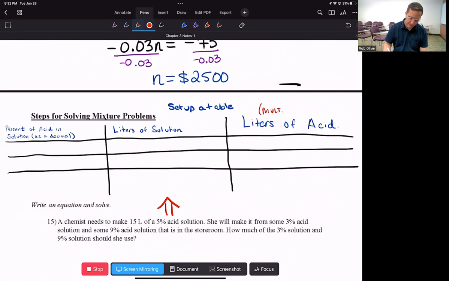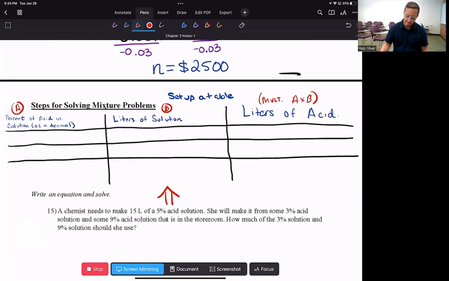You're going to multiply, we'll call this A, we'll call this B. You're basically going to multiply A times B, and that will be the liters of acid.